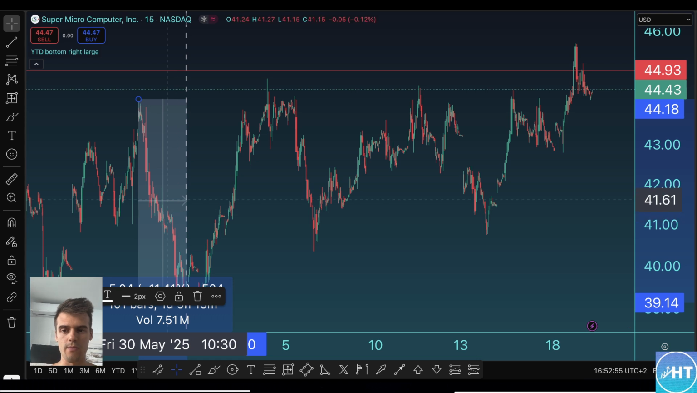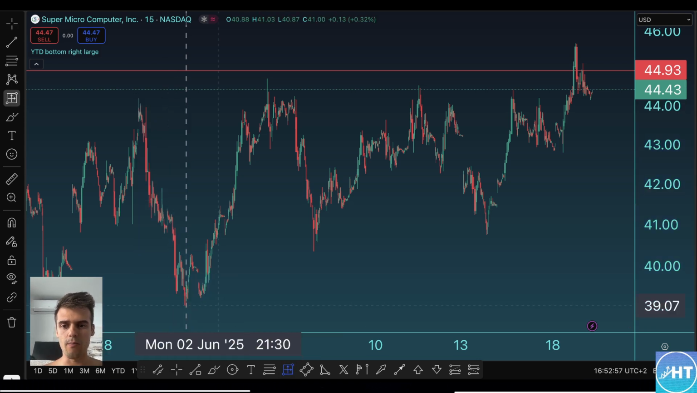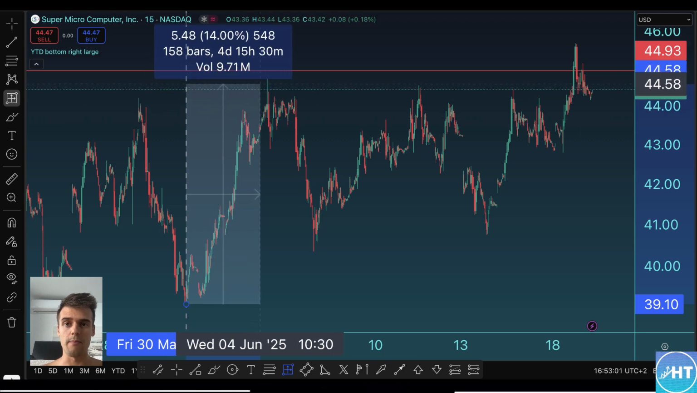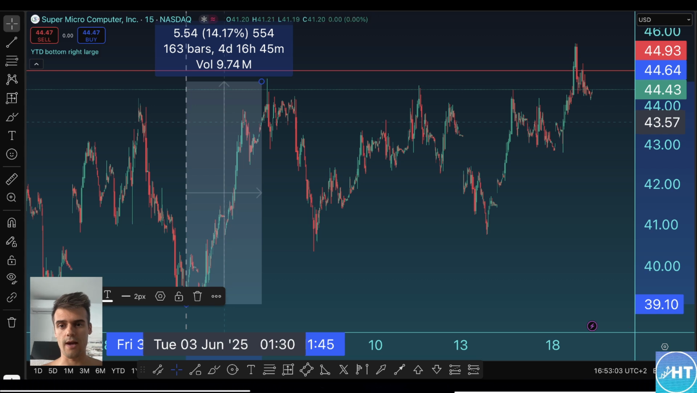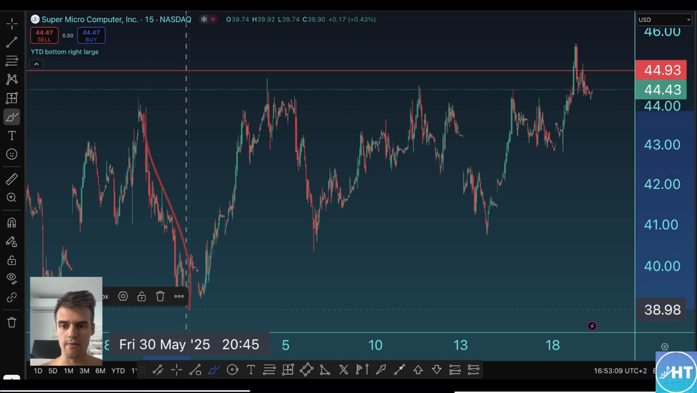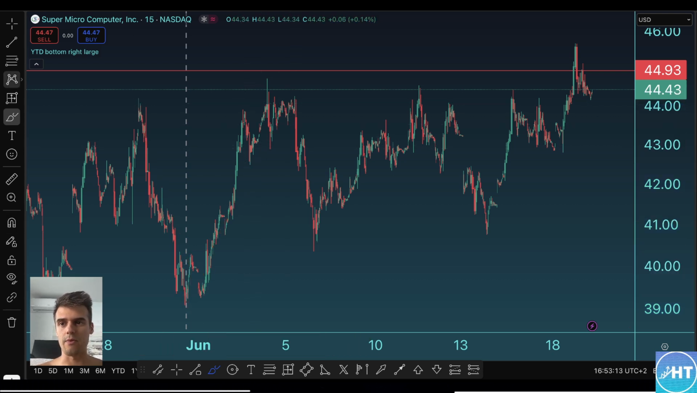You can see right there, and from there it completely corrected or went up the same percentage, a little bit more, 14%. So we had this kind of B pattern right here, very clear in my opinion. You can clearly see the downtrend and the upside movement and what happened after that, because those moments in the market are very interesting.